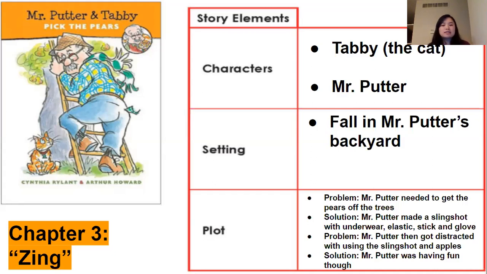Okay, now from the story, the plot. Problem: Mr. Putter needed to get the pears off the trees. Solution: Mr. Putter made a slingshot with the underwear, elastic, stick, and glove. Problem: Mr. Putter then got distracted using the slingshot with apples. Solution: Mr. Putter was having fun though.